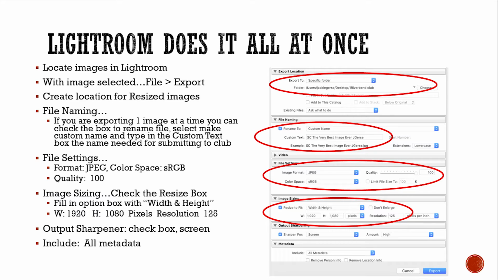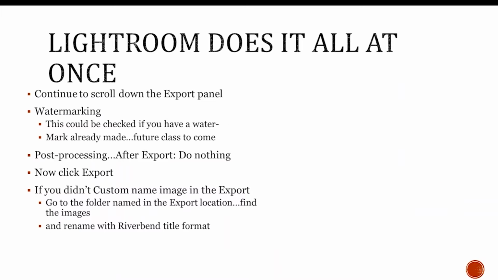We could, like I said, make a preset. So all you have to do is bring up Riverbend and click a button and everything will come up the way you want it. We'll work on that at a later time. And then you'd hit export and it'll put it where you just told it to. So Lightroom does it all. And it's the easiest. It'll even add a watermark if you want.